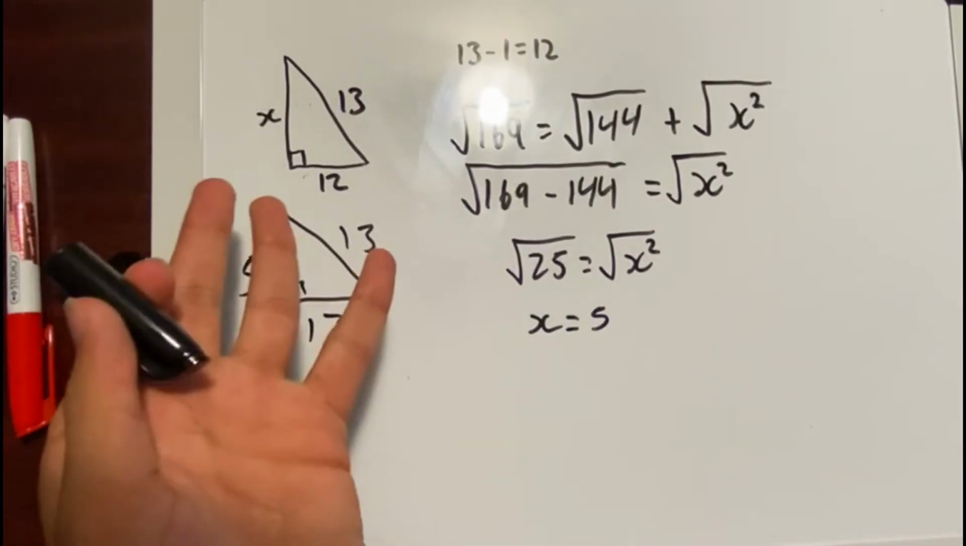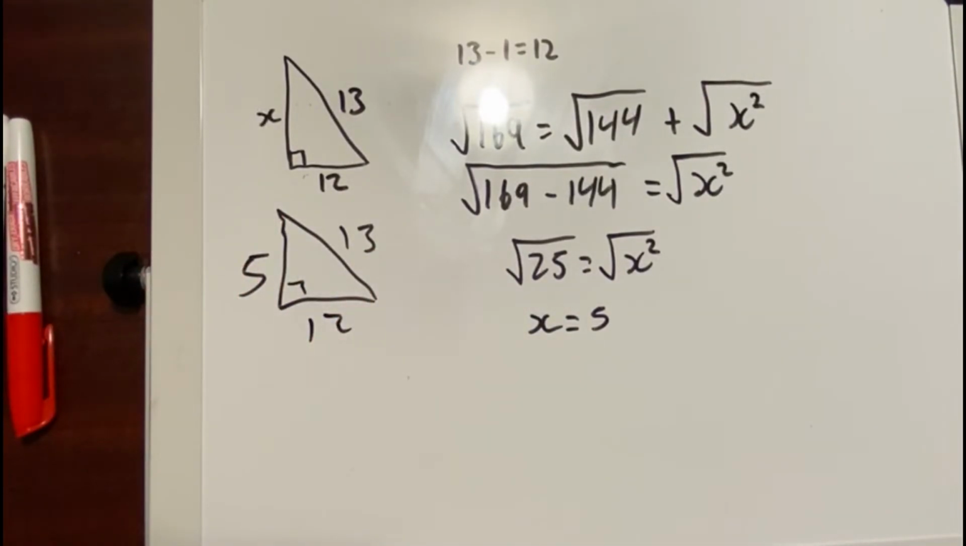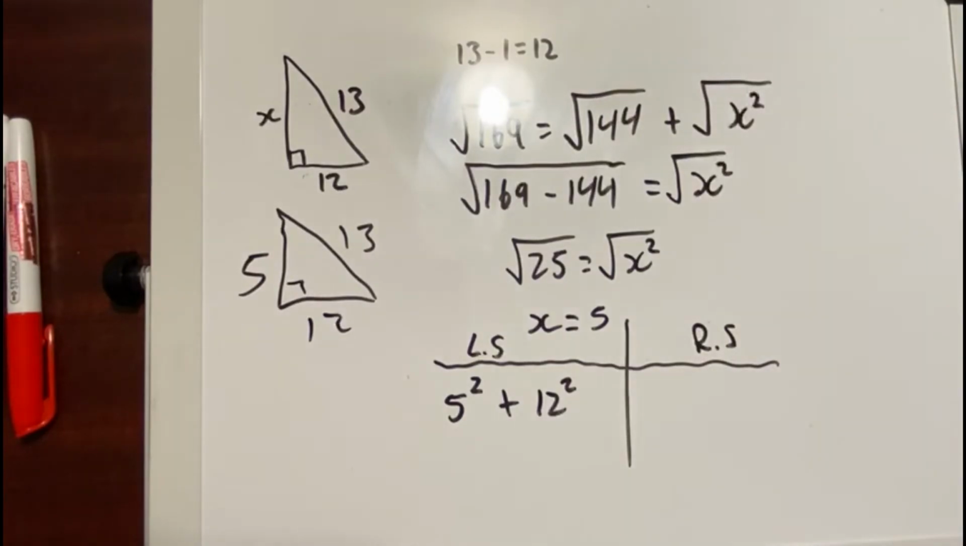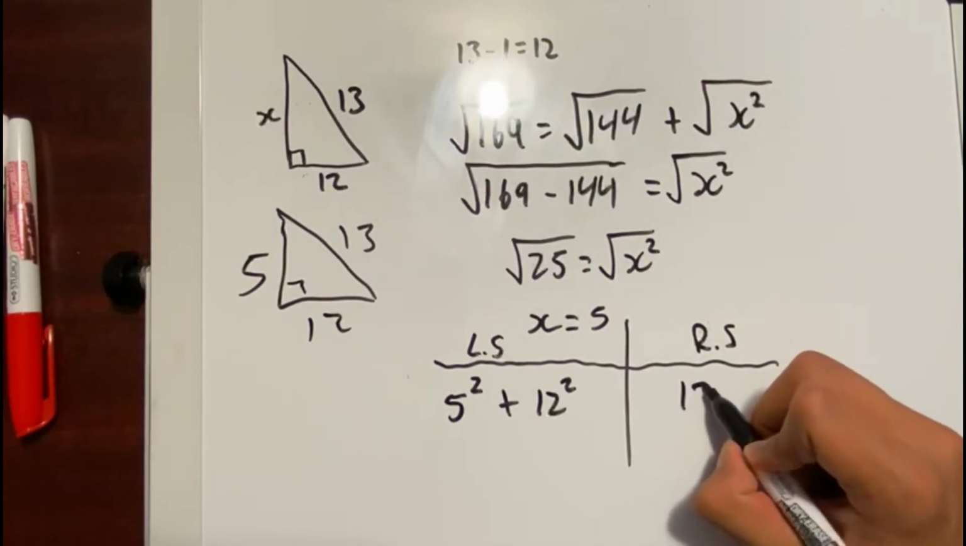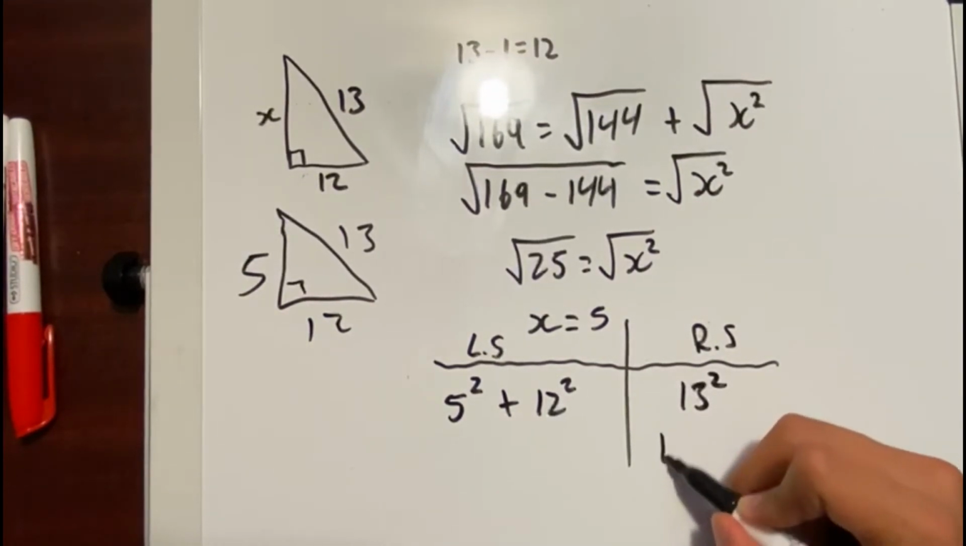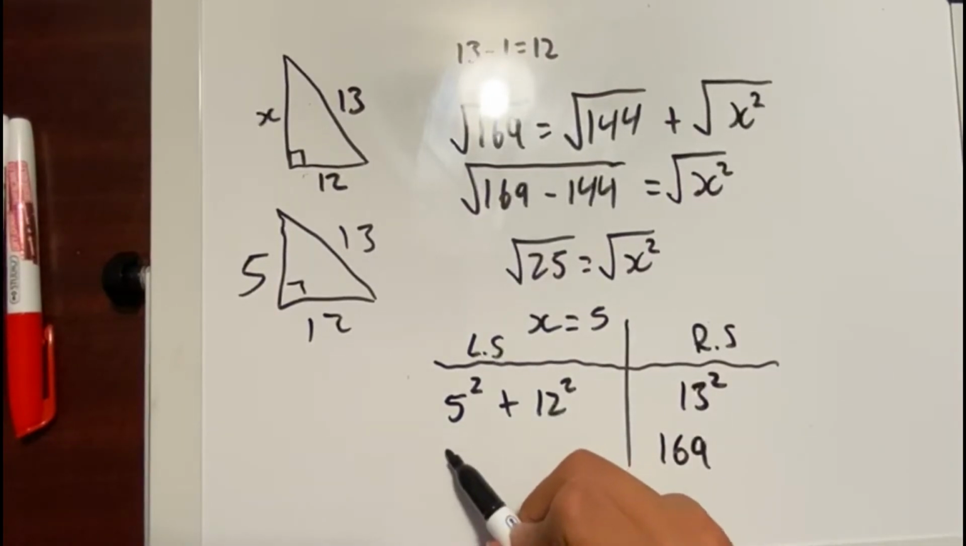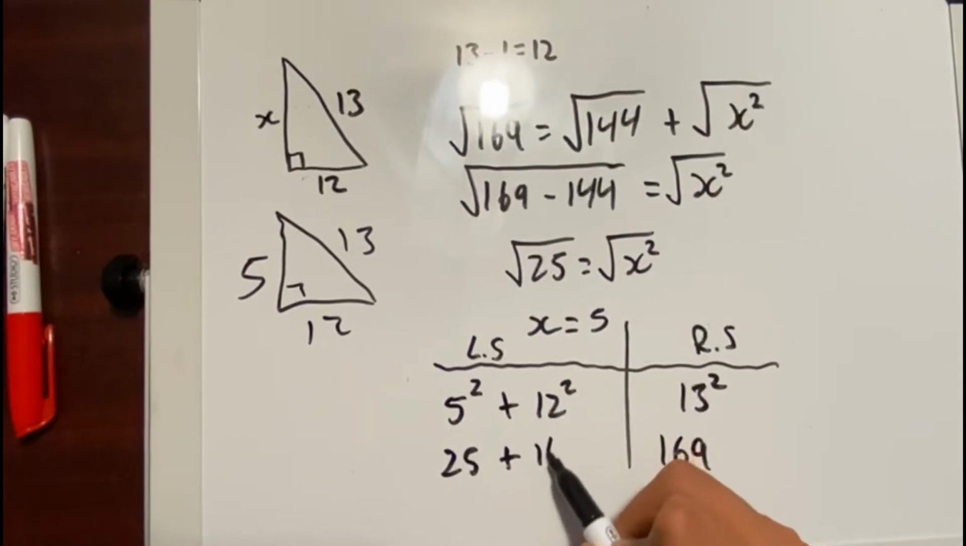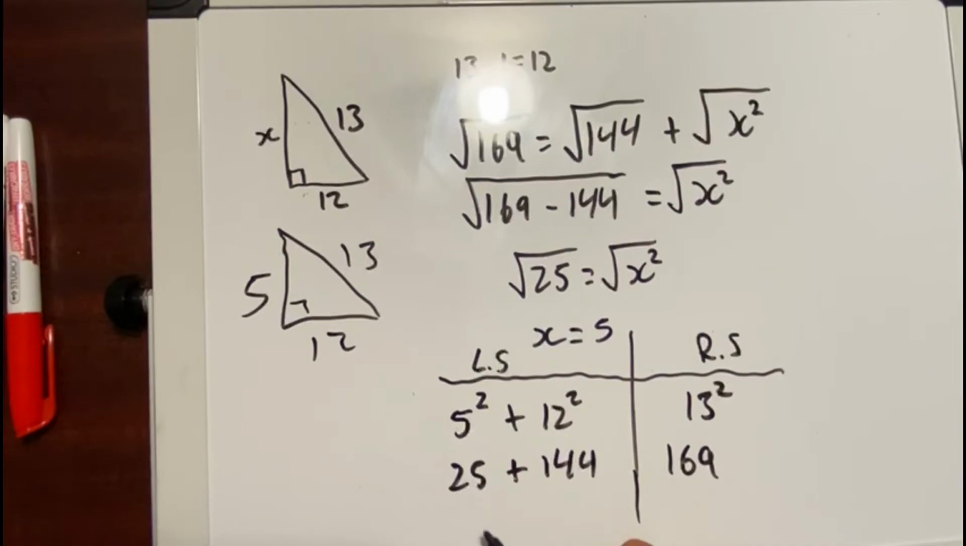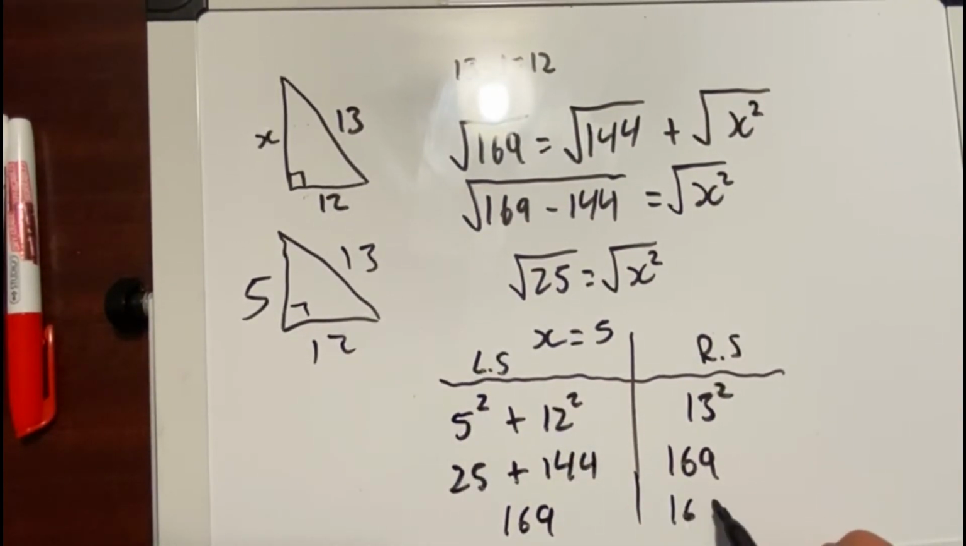And we don't see this triangle all the time, so for this one we could give proof for it. Okay, and the proof would just be this. So 13 squared is 169, 25 plus 144, and that is 169. So this is correct.